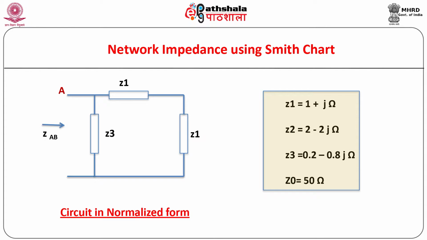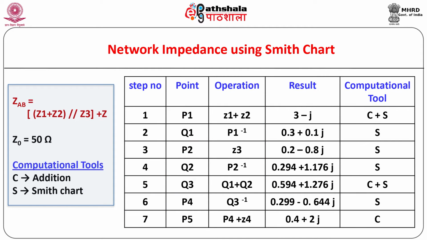With normalizing impedance Z0 equal to 50 ohm, the given circuit in the normalized form can be drawn as shown. We can determine ZAB by direct calculations without Smith chart using the following expression. However, a tabular method may lead to obtaining the result in a better way to understand the use of both tools, namely simple numerical operation of addition, say C, and use of Smith chart, say S.